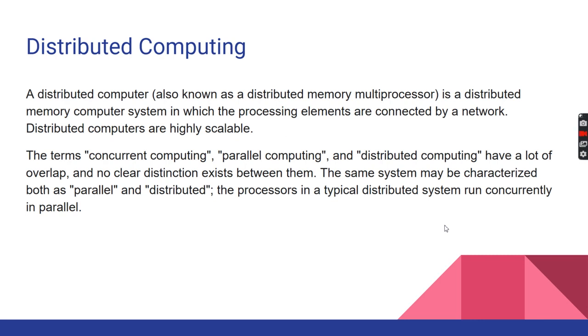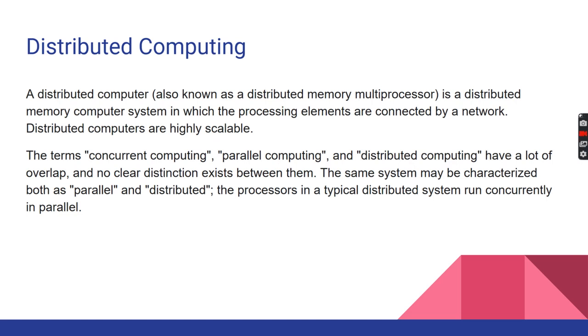So distributed computing. A distributed computer is also known as the distributed memory microprocessor, where it's a distributed memory computer system in which the processing elements are connected by a network. Distributed computers are highly scalable. The terms concurrent computing, parallel computing, and distributed computing have a lot of overlap, and no clear distinction exists between them. The same system can be characterized both as parallel and distributed. The processors in a typical distributed system run concurrently in parallel.